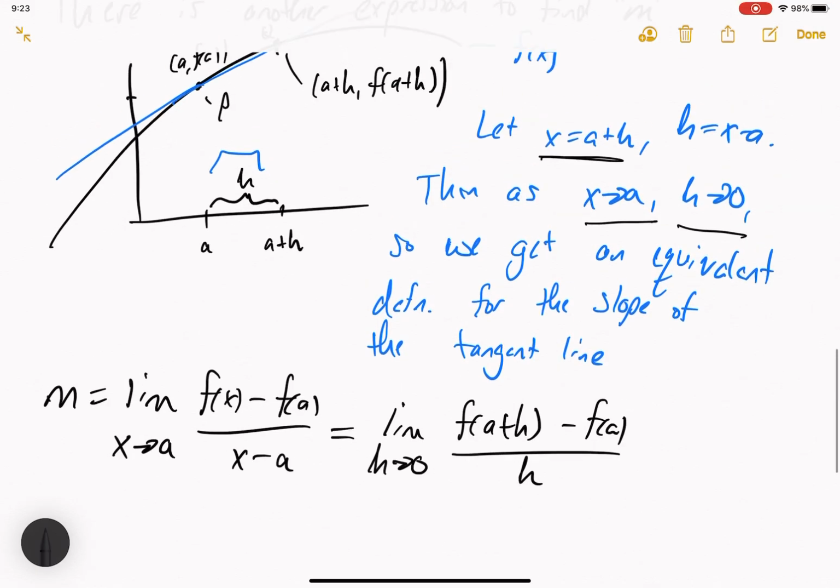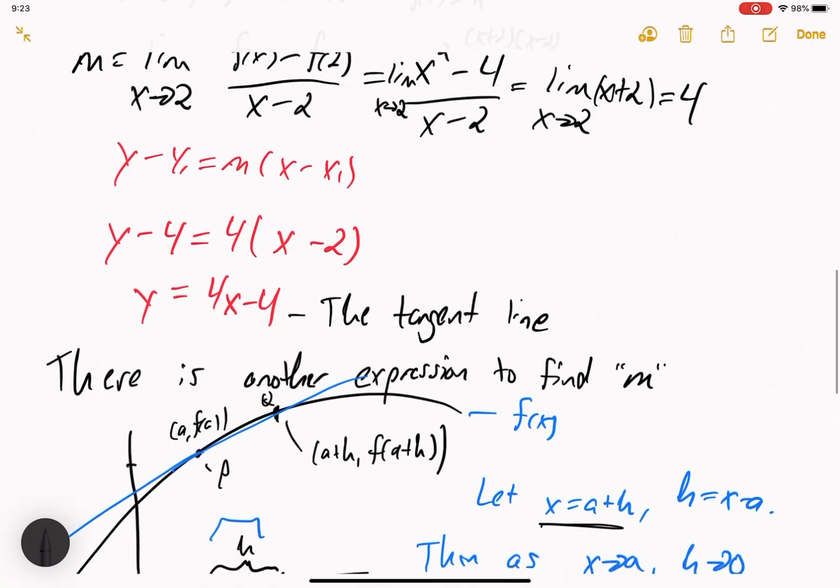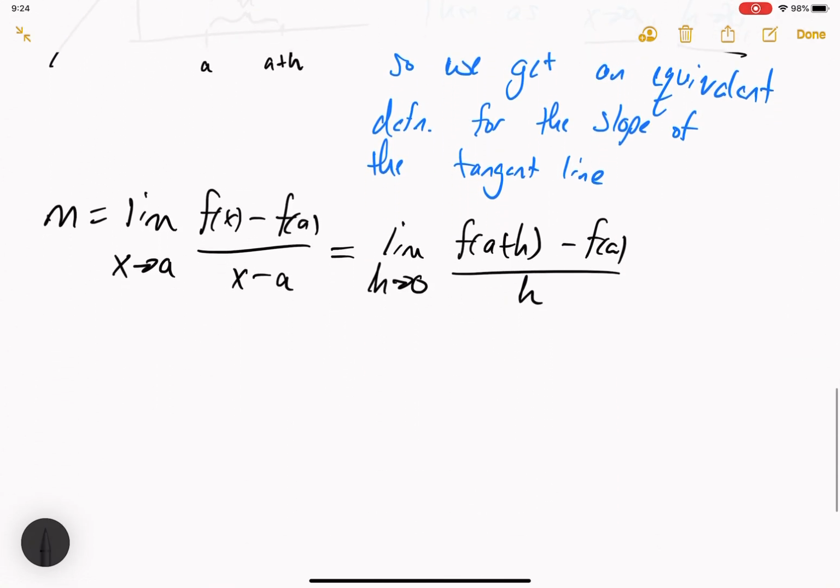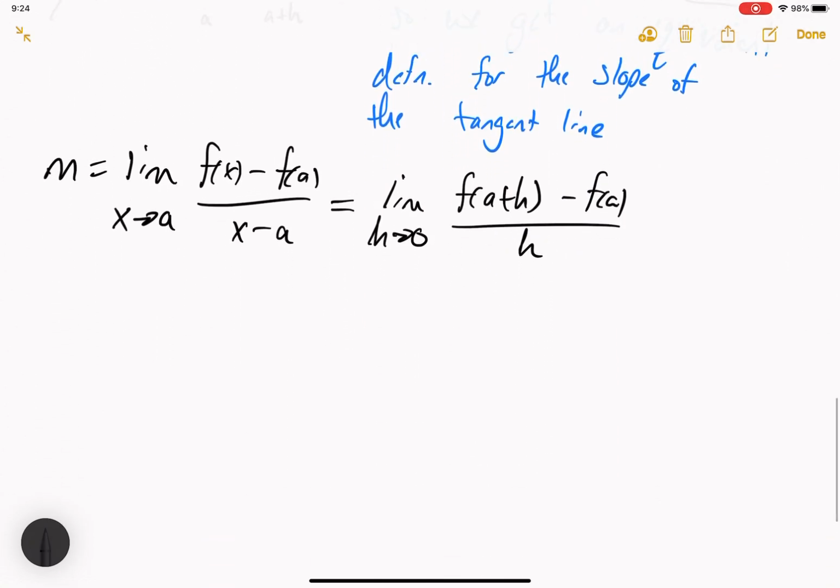So if you try to do it for this problem above, we still get the same solution. So these are two different ways we could find slopes of tangent lines. It's basically the same idea as before, but instead of plugging in x and a, we plug in just a plus h and a.